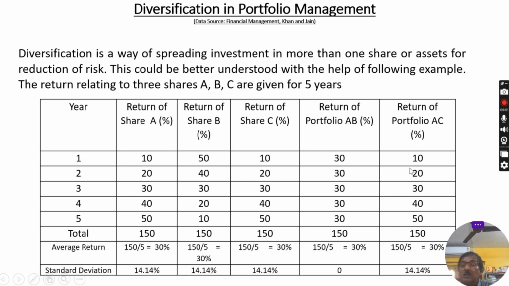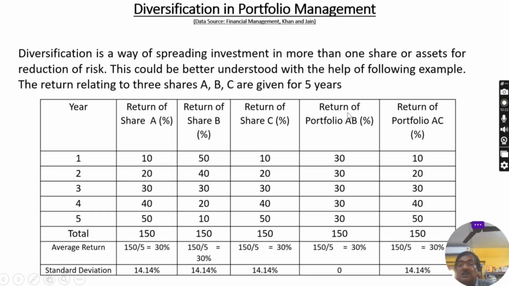And what is the risk? Again you have to calculate the standard deviation for all the returns. Here already I have shown 10, 20, this is the case, that is 14.14%. That means if you form the portfolio AC, then the return remains same. At the same time, risk is also same. You cannot reduce the risk with this combination.